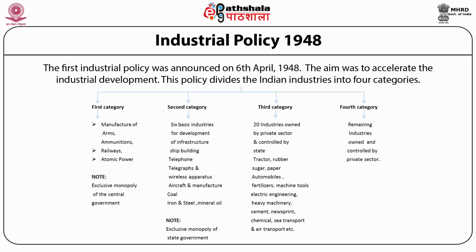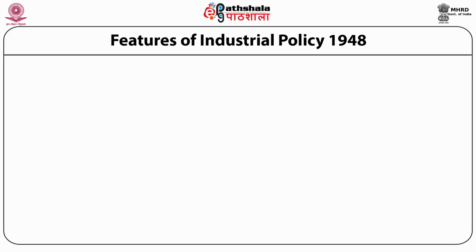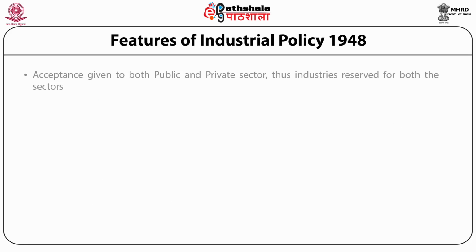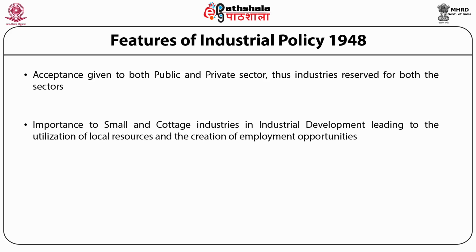The last category was exclusively for the private sector. So the remaining industries, which were not covered under the previous 3 categories, came into this category. Another feature of this policy was that acceptance was given to both the private and public sector. That is why industries were reserved for both. Moreover, small and cottage industries were given an important role in industrial development. These industries are particularly suited for the utilization of local resources and for the creation of employment opportunities.